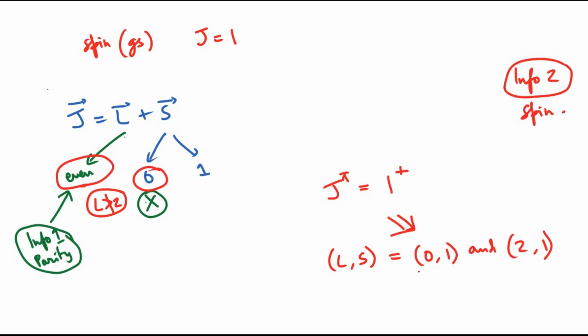Now we will later see that the dominant part of the ground state wave function has this L equal to 0 component, with a very small but significant amount of mixture of this L equal to 2 component.